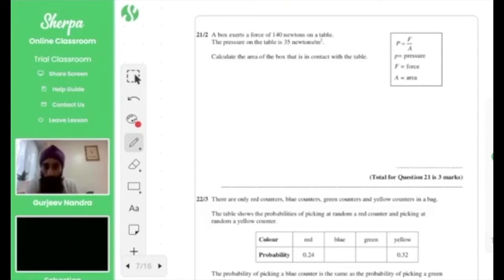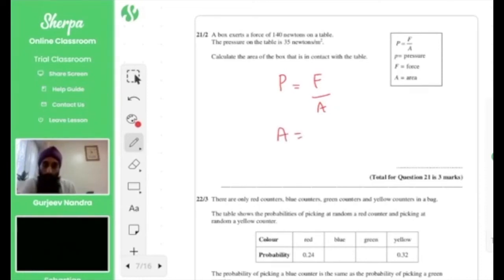So this one luckily has been given, and it's quite a straightforward one, so let's see how we can use it to solve this problem. So a box exerts force of 140 newtons on the table. Pressure on the table is 35 newtons per meter squared. Calculate the area of the box. So we can write out the formula, and we need to rearrange it for A.